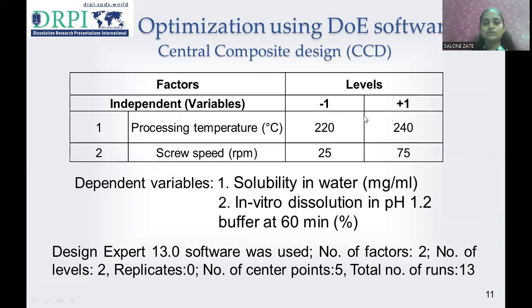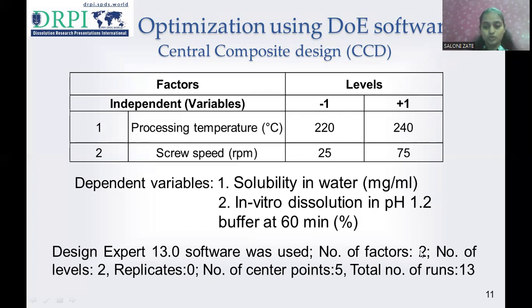CCD, that is Central Composite Design, was used for optimization, in which two independent variables, processing temperature and screw speed, were taken at two different levels. Low level is indicated by -1 and high level by +1, and these are the values. Then the effect on solubility and dissolution was seen in the CCD design. The software used was Design Expert 13.0.